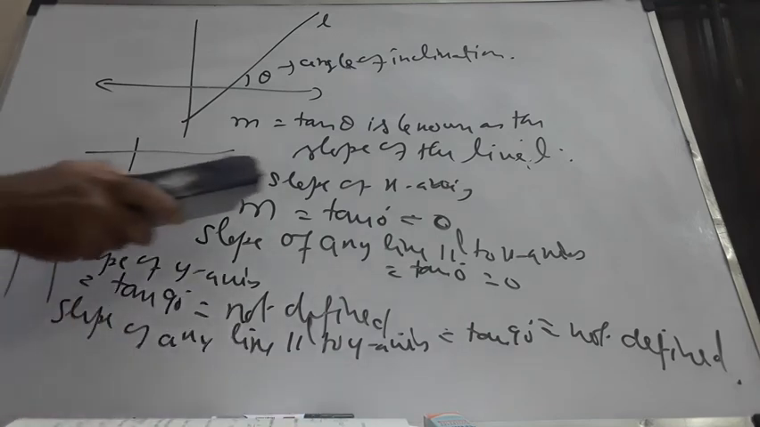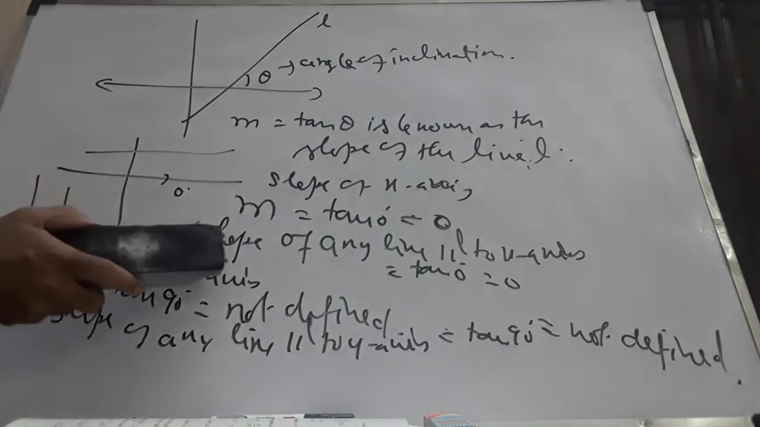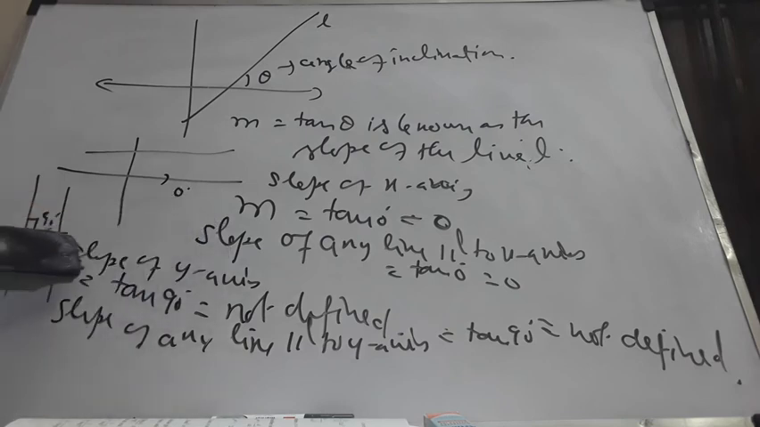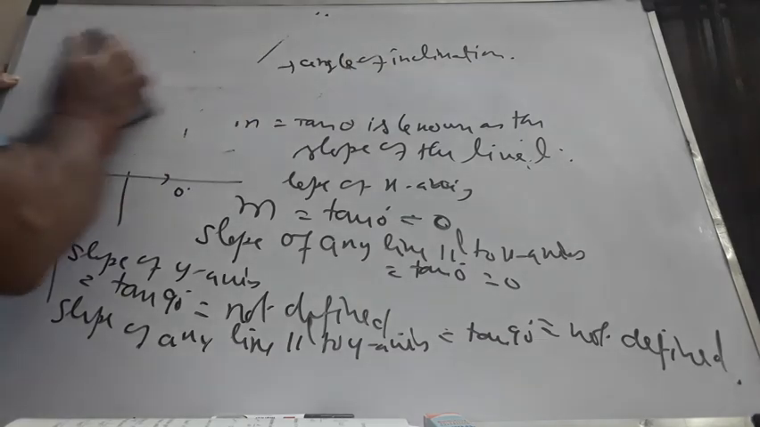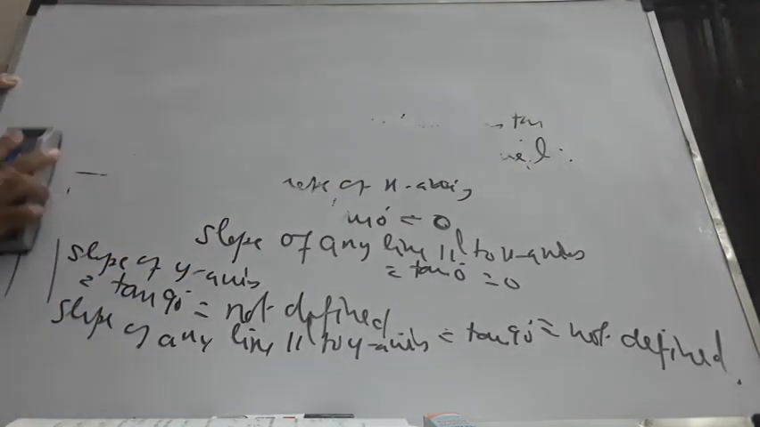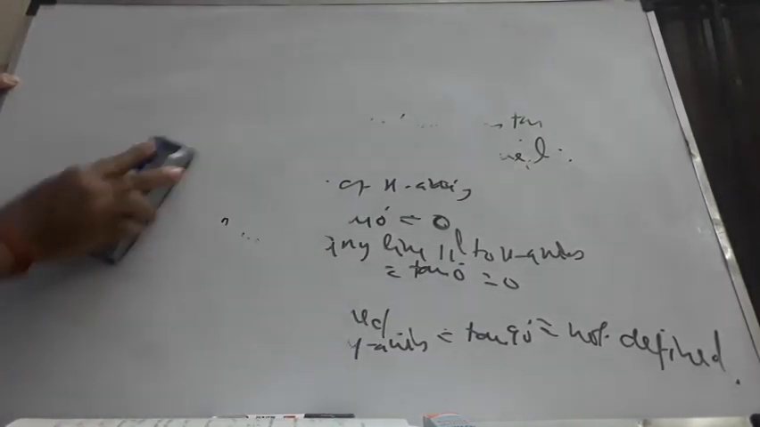Therefore, slope of x-axis is 0, slope of any line parallel to x-axis is 0, and slope of y-axis is not defined, slope of any line parallel to y-axis is not defined. I think it's clear to everybody. This is going to be used further in this particular theorem. Let me just see how we go about it.